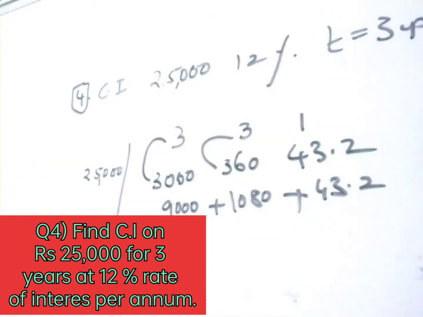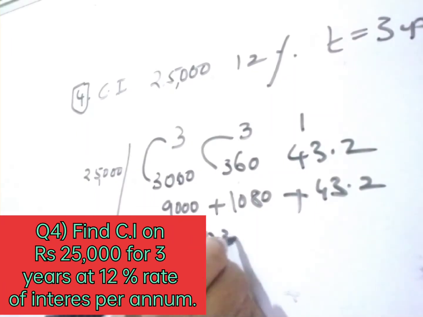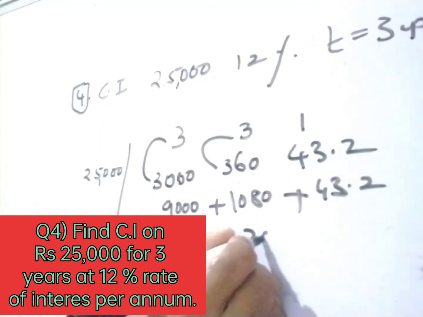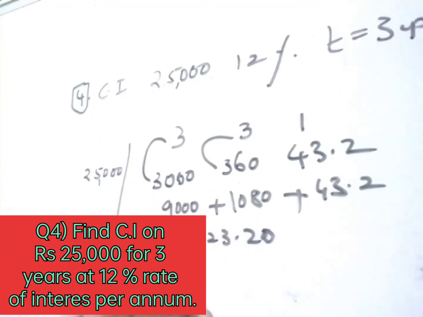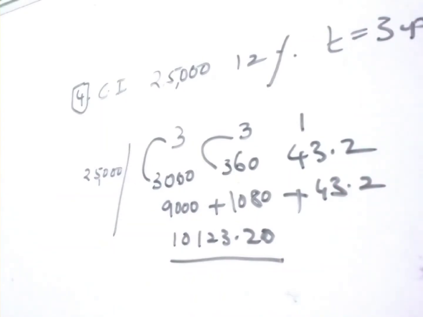So finally if you add all these things, 9,000 plus 1080 plus 43.2, 10,123.20. This is the compound interest for 3 years.